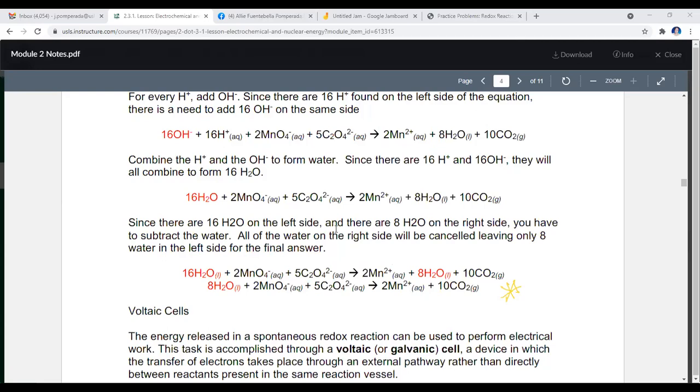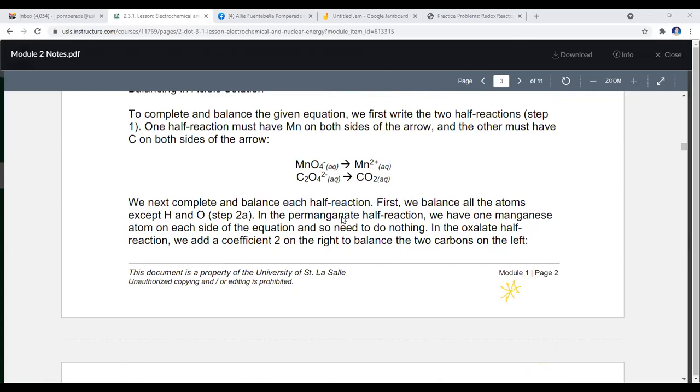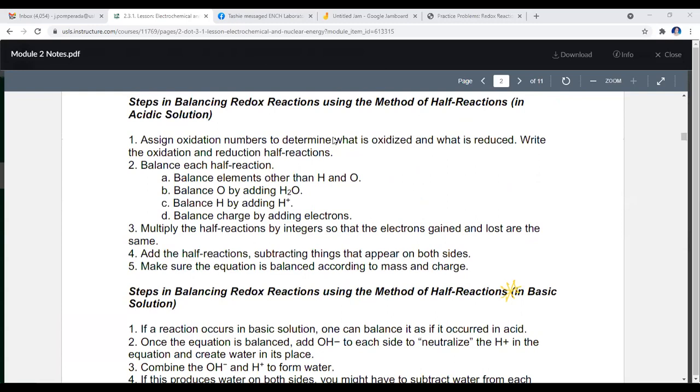If you have apprehension, you won't get lost if you start with the steps. Assign oxidation numbers. Tell what is oxidized and reduced. Then write the two half reactions, the oxidation and the reduction half reactions. Balance elements other than hydrogen and oxygen first. Then balance oxygen by adding water. Balance hydrogen by adding the hydrogen cation. Balance the charge by adding electrons. To eliminate the electrons in the half reactions, multiply your half reactions by the proper whole number multiplier to get rid of the electrons. And that's it.